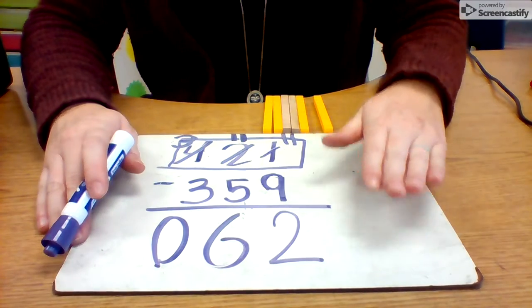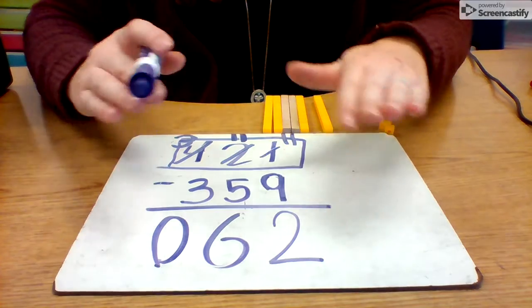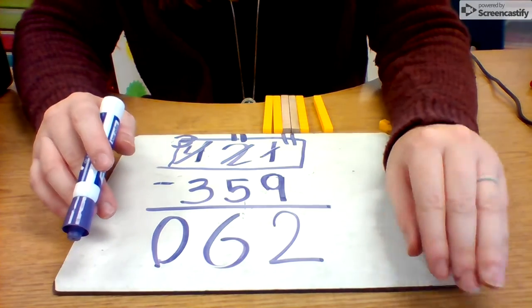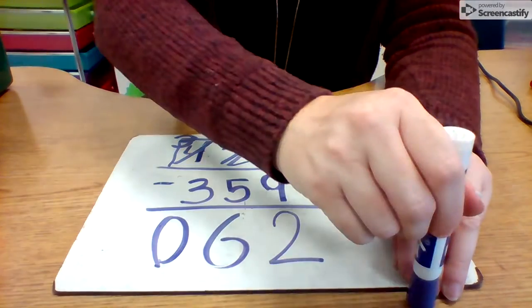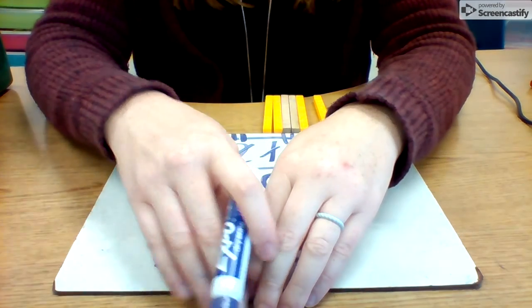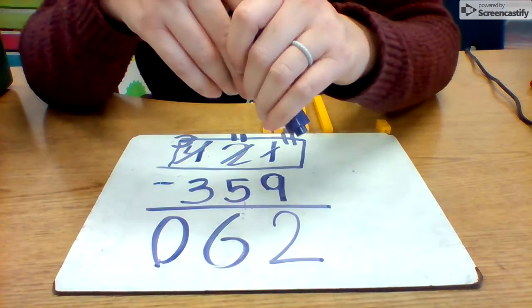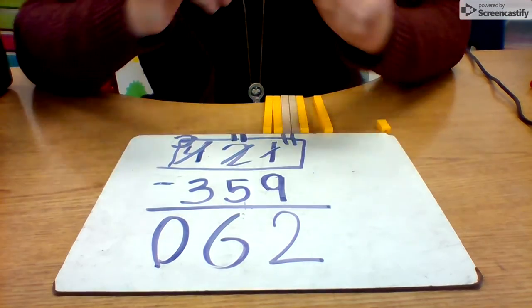Remember that when you use base 10 blocks, it's important to remember the exchange rate of base 10 blocks. If you need more ones, you can take a 10 and trade it into the ones place, or exchange it for ones. If you need more 10s, you can take 100 from the hundreds place and trade it out or exchange it for 10 tens. This was how to subtract with base 10 blocks.